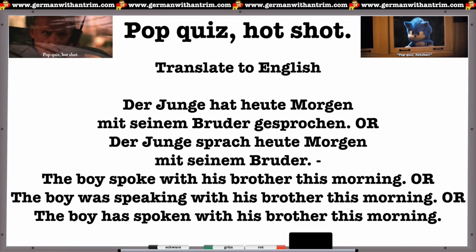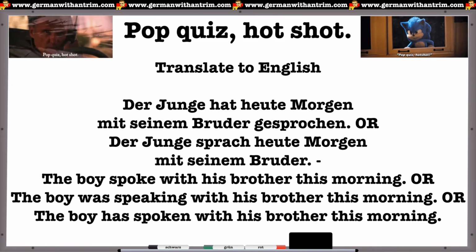There are three possible translations here. The boy spoke with his brother this morning, or the boy was speaking with his brother this morning, or the boy has spoken with his brother this morning. Der Junge hat heute Morgen mit seinem Bruder gesprochen, or der Junge sprach heute Morgen mit seinem Bruder.